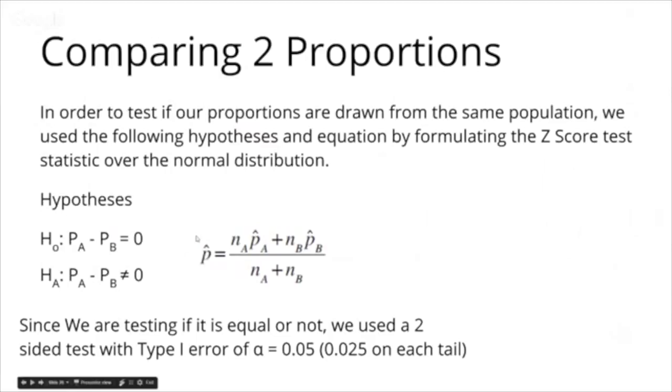And to find the p hat, we use this equation. Since we are testing if it's equal or not, as we did before, we use the two-sided test with type 1 error of alpha equals 0.05, which is 0.025 on each tail.